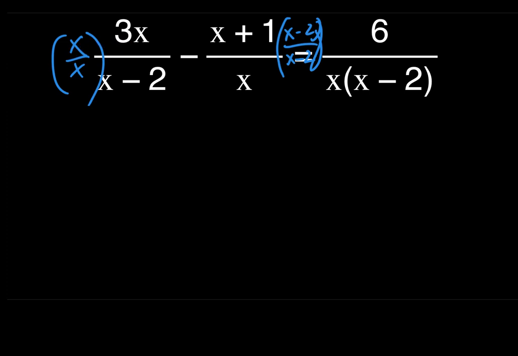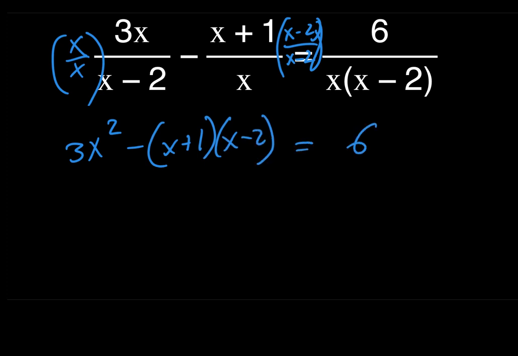3x times x, 3x squared, minus, here I have x plus 1 times x minus 2, and this will equal 6. So again, in order to get x times x minus 2 as my denominator of this term, it needs to be multiplied by 1, x minus 2 over x minus 2. And then this one, in order to have x times x minus 2 as the denominator, it needs to be multiplied by x over x.